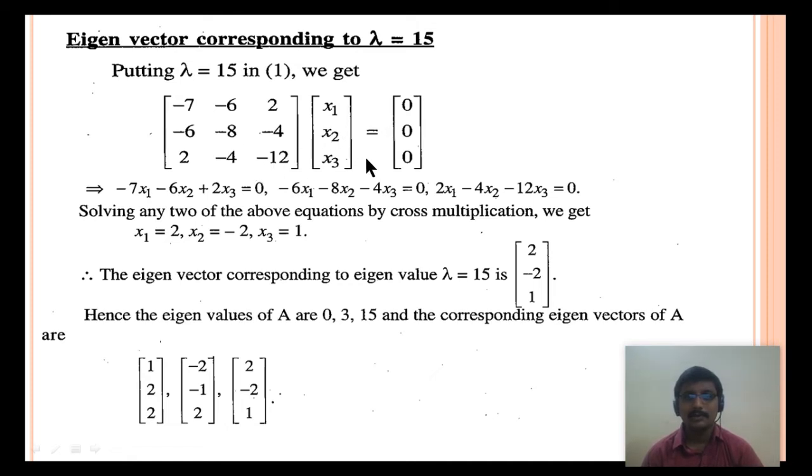Now the matrix is equated to 0, so we will have three equations. Solving any two of the equations by the cross multiplication method, we will have three unknown values: x1 is 2, x2 is minus 2, x3 is 1. In general, taking k equal to 1, the eigenvector corresponding to the eigenvalue lambda equal to 15 is the matrix of 2, minus 2, 1. Hence the required eigenvalues are 0, 3, 15, and the corresponding eigenvectors of A are the matrices of 1, 2, 2; minus 2, minus 1, 2; 2, minus 2, 1.